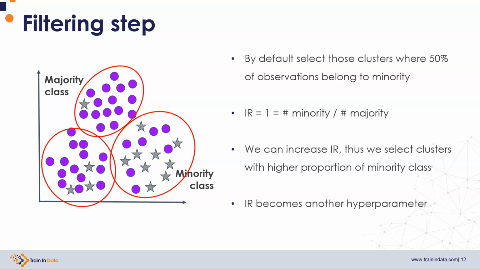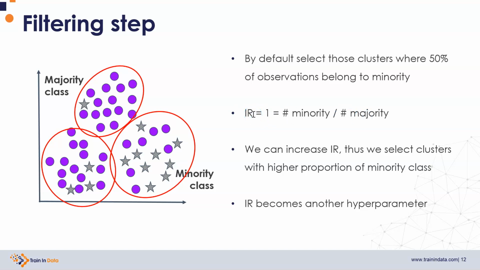The second step is the filtering step. How to find the clusters that we want to oversample. By default, we would select those clusters where at least 50% of the observations belong to the minority. That is the same as saying select those with the imbalance ratio of 1, because remember that the imbalance ratio is the number of observations from the minority divided by that of the majority. So 50% means that this number and this number are the same, therefore the imbalance ratio of 1.